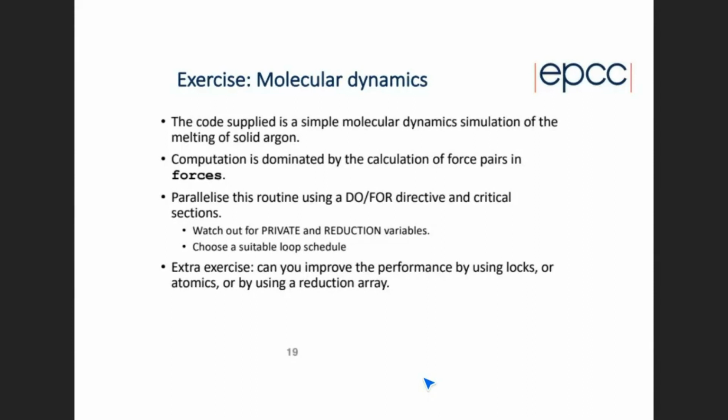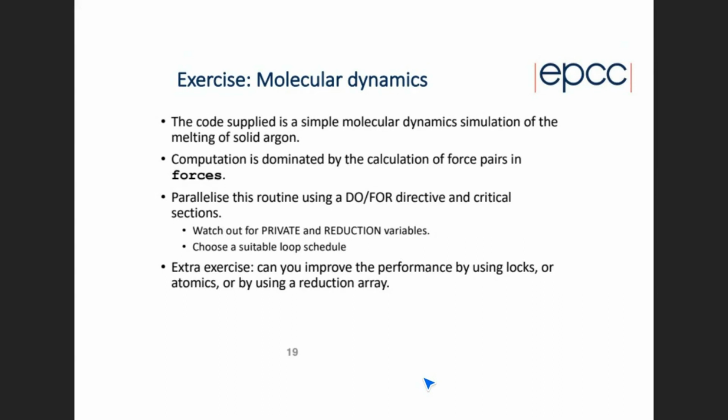So what you can do is parallelize that with a parallel loop directive, and then use critical sections to protect the corresponding updates. So I recommend you start off using critical sections. You also need to think carefully about private and reduction variables on the parallel loop, and you might also think about what's a suitable loop schedule for this problem. So there's a few other revision topics here as well.